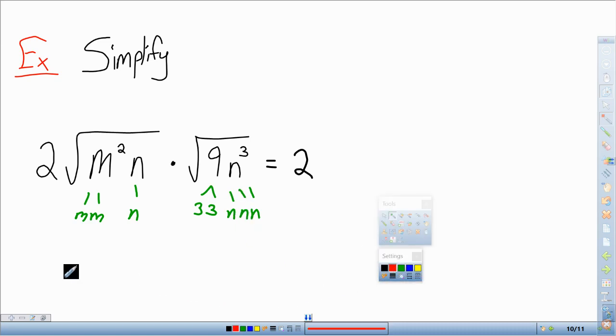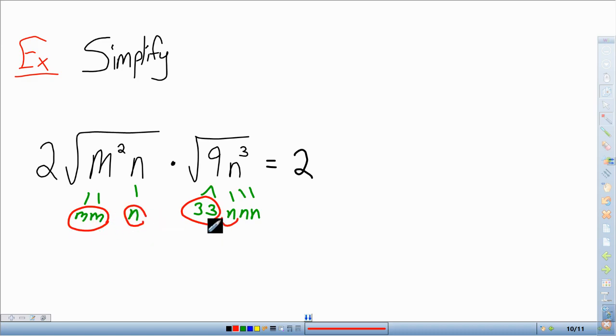Okay, so what are we pairing up? Looks like we have a pair of m's. Actually, I guess normally I would start with my numbers. We have a pair of 3's. Okay, but from there, a pair of m's. We have a pair of n's here, and we have another pair of n's. So it looks like actually everything here is pairing up. Everything is coming out of the radical.